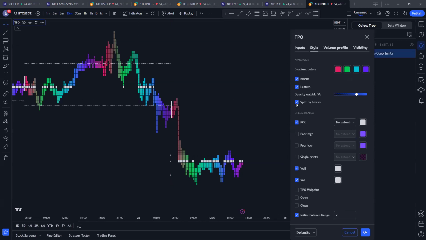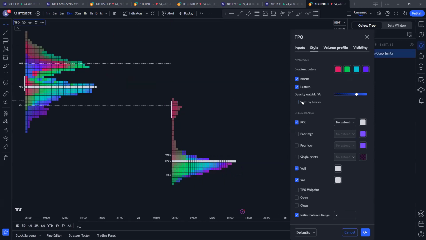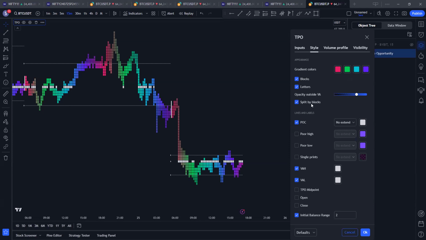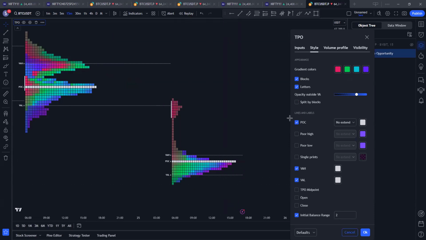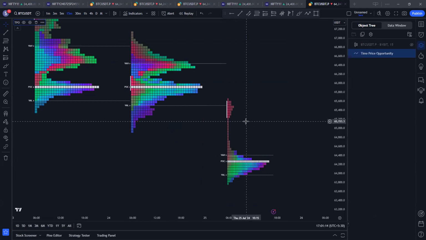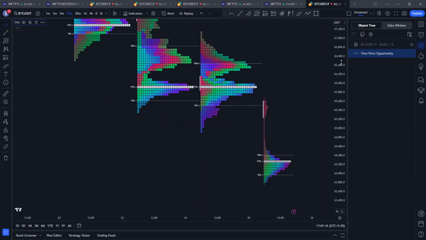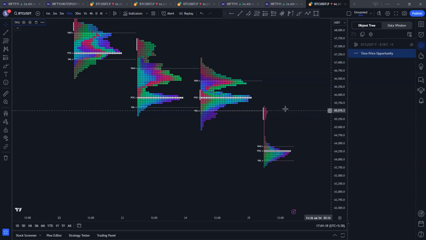This thing is split by blocks. If you turn off split by blocks, it gives you the candlestick view. There are no wicks in this, it's just the high and low of the candlestick. When I turn on the split by blocks, you will get the profile view. This is the profile view. You can see, as I mentioned earlier, it looks somewhat like a bell curve. Here you got three bell curves on the same day.